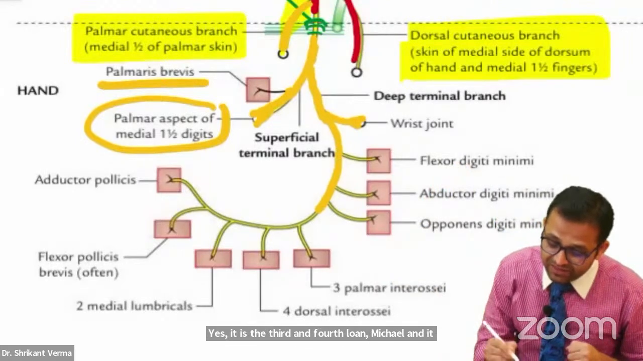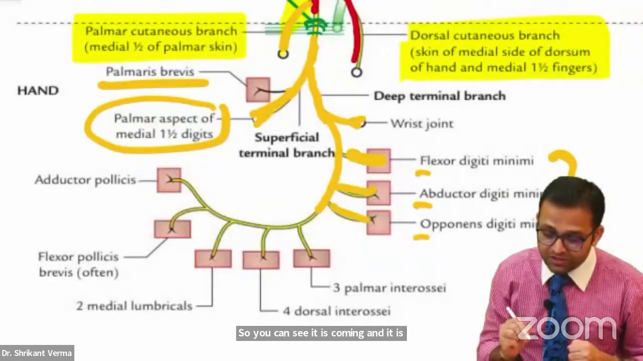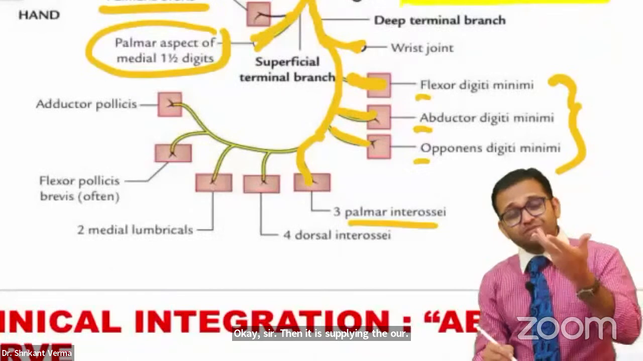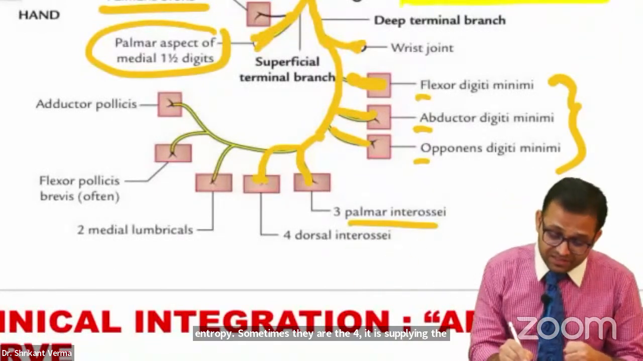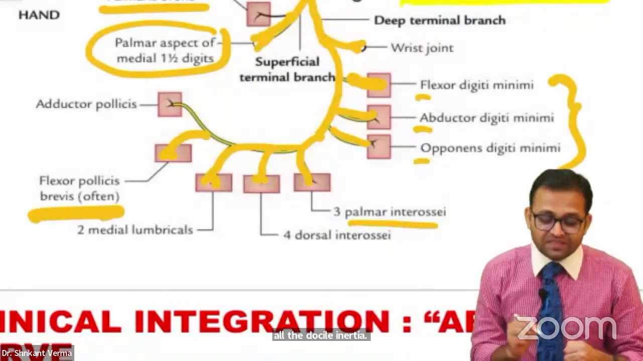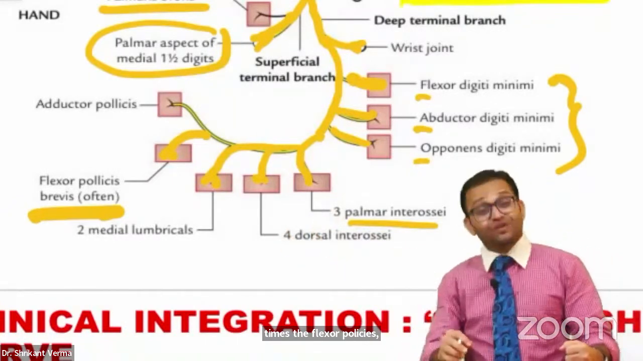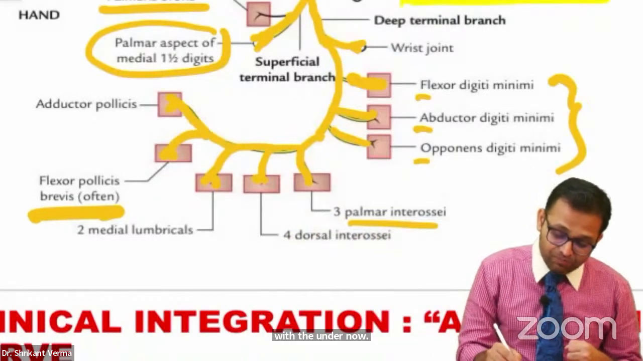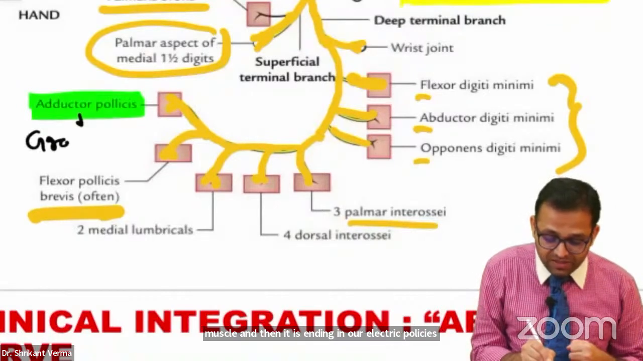So you can see it is coming and supplying the ADM, the abductor digiti minimi. These are our hypothenar muscles. Then it supplies the 3 palmar interossei, sometimes 4 palmar interossei. It supplies all the dorsal interossei. It supplies the third and fourth lumbricals. Sometimes the deep head of flexor pollicis brevis is supplied by the ulnar nerve, so sometimes flexor pollicis brevis is also a hybrid muscle, and then it ends in the adductor pollicis muscle. That's why the adductor pollicis is known as the graveyard of the ulnar nerve.